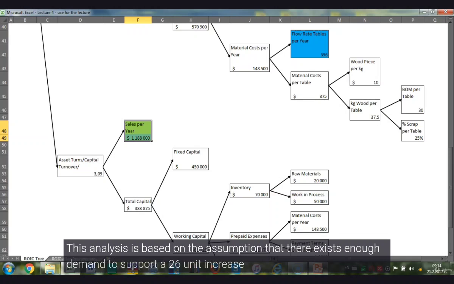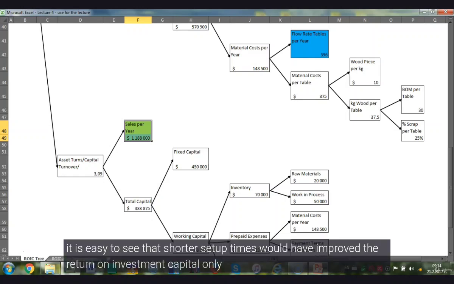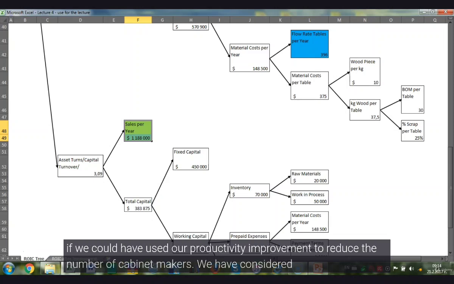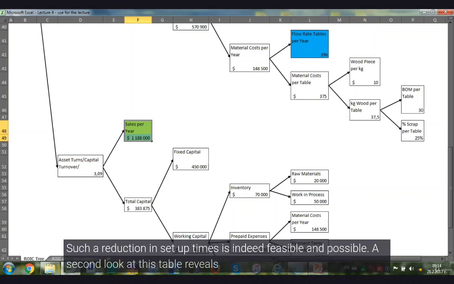This analysis is based on the assumption that there exists enough demand to support a 26-unit increase in sales. The new flow rate would be 422. If the company had been constrained by demand, it is easy to see that shorter setup times would have improved return on investment capital only if we could have used our productivity improvement to reduce the number of cabinet makers. We have considered a 1/3 reduction in setup times from 15 to 10%. Such a reduction in setup times is indeed feasible and possible.